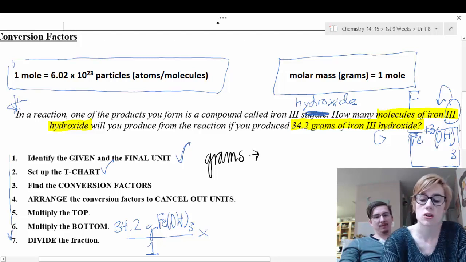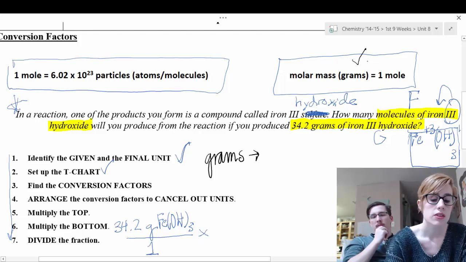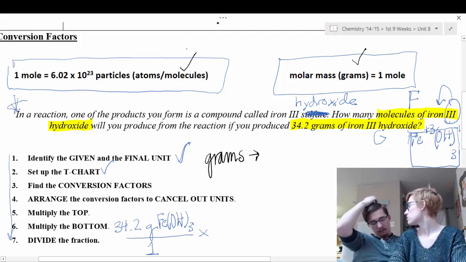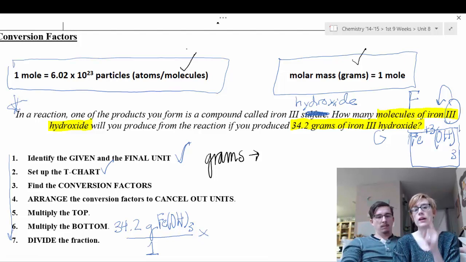Molecules. Okay, so grams I can find in this conversion factor, but this conversion factor does not convert between grams and molecules. It converts between grams and moles. The second conversion factor on the right has molecules in it, but it doesn't convert from grams to molecules. It converts from moles to molecules. So I don't have one conversion factor that gets me from grams to molecules.